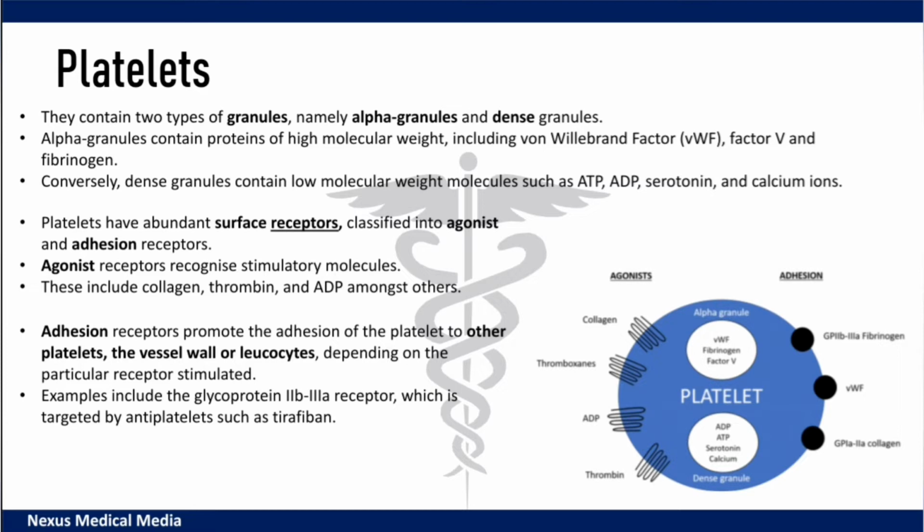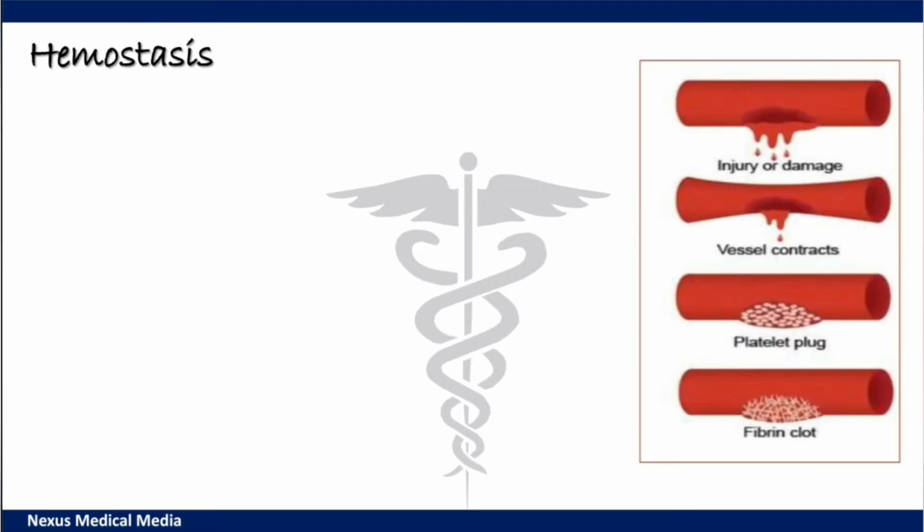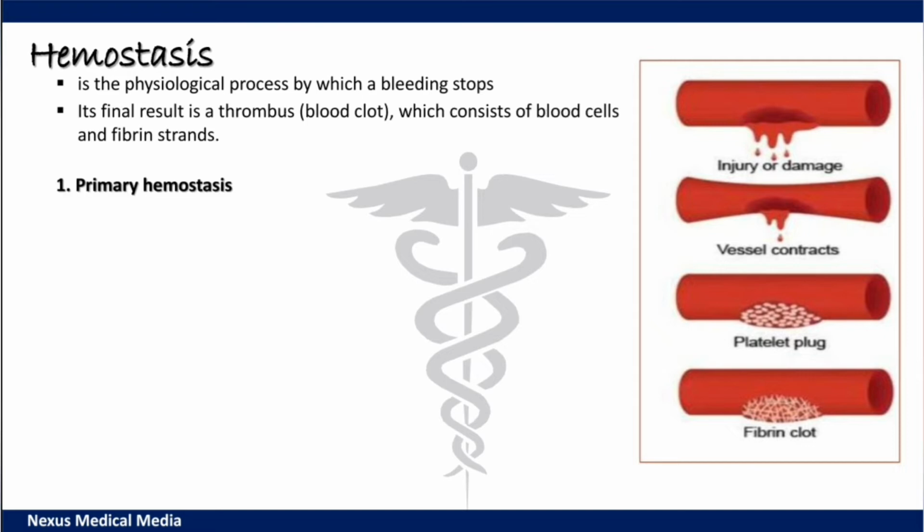The key role of platelets is their participation in hemostasis through formation of blood clots at the site of bleeding. Right, so what is hemostasis? If you break this word, hem for blood, stasis, stopping. So stopping bleeding. Hemostasis is a physiological process by which a bleeding stops. Its final result is a thrombus or a blood clot, which consists of red blood cells and fibrin strands.